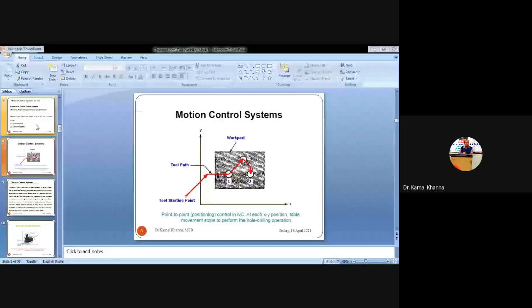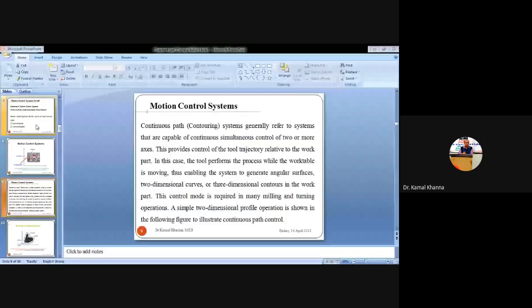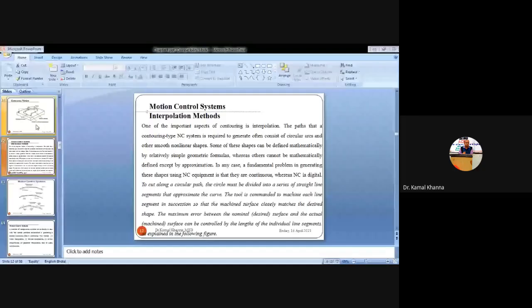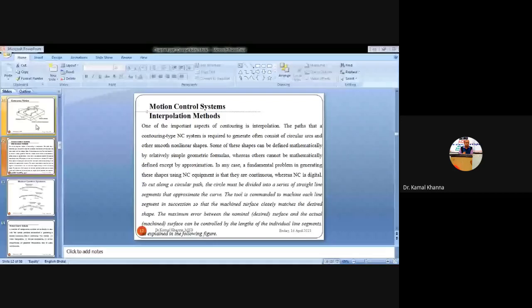Now among the motion control systems we have the interpolation method, that is, how continuous movement, complex shapes, non-linear shapes or smooth machining is done in the industry. Interpolation is basically an important aspect in the case of continuous or contouring path motion. So what is interpolation?